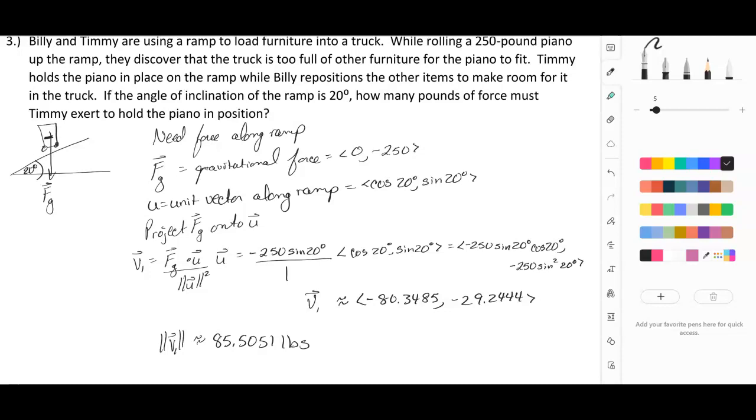That'd be about 85.5. So how much force does Timmy exert? He has to exert about 85.5 pounds of force to hold the piano in position. If he exerts more than that, he's going to push that piano up the ramp. If he exerts less, then the piano is going to push him down the ramp.